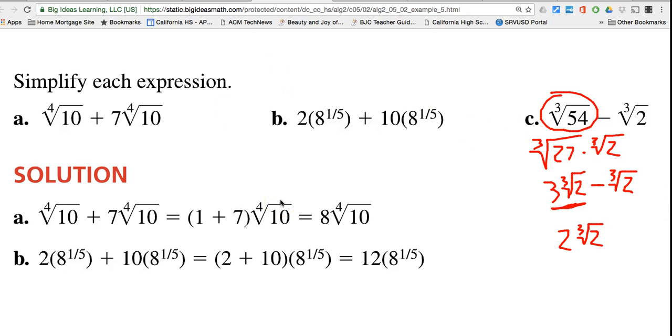Things you want to watch out for are, again, making sure that when you are adding or subtracting, your terms are like terms: same index, same radicand, same base or exponent. If not, try to see if you can simplify, because a lot of times you'll find that you are able to simplify.